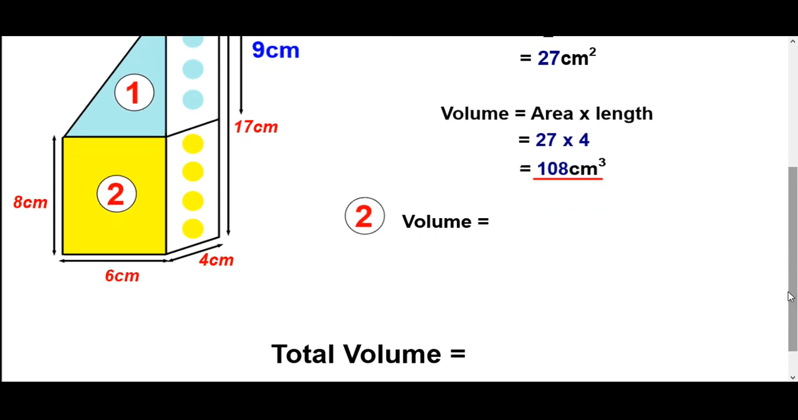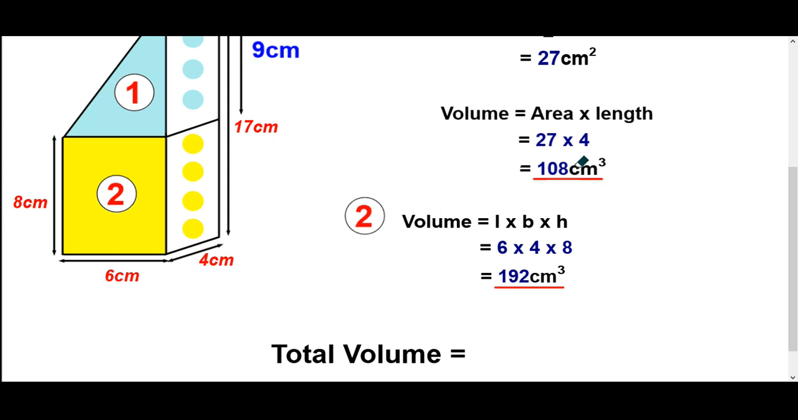Now I've still to work out the yellow part. So the yellow part is a cuboid here, and that is the same as before, length times breadth times height. The numbers I'm going to use are 6, 4 and 8. It doesn't really matter what order you use them in. And if you times all that together, you'll get 192 centimetres cubed.